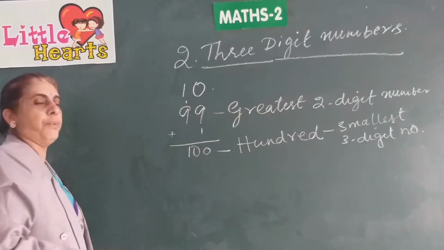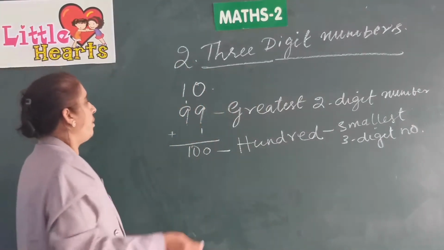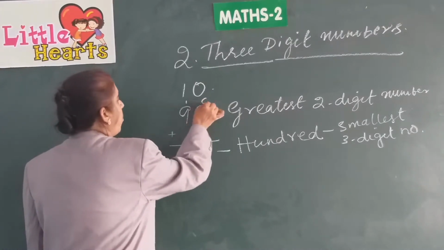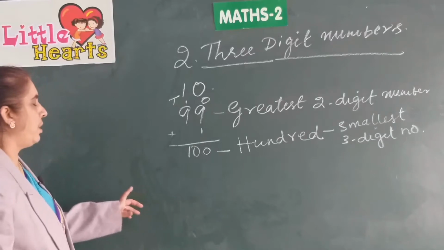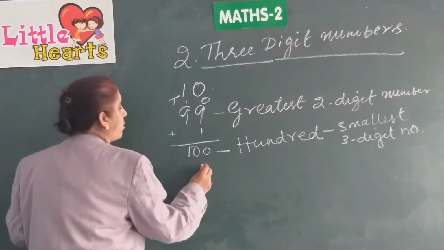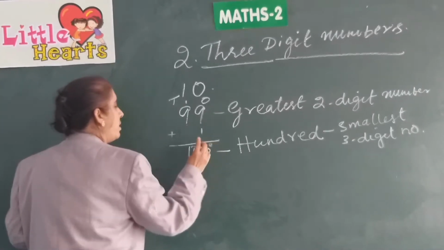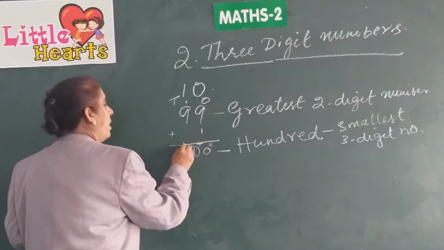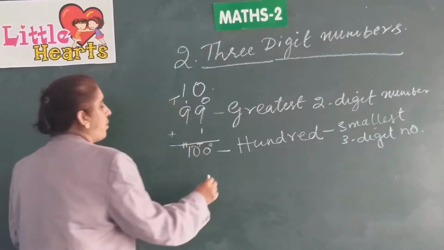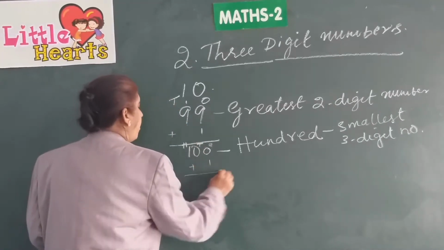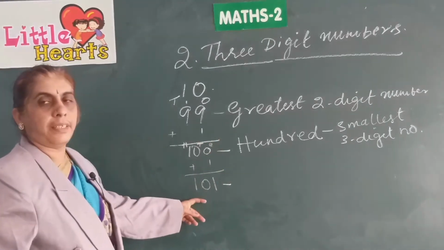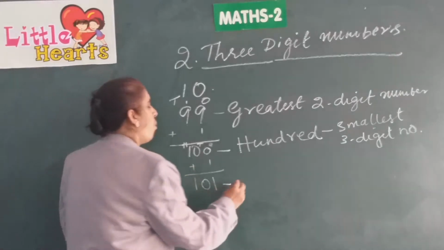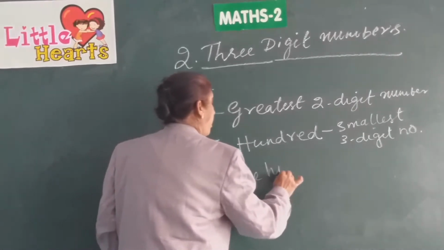Children, already you know the places in the 2-digit number. This is ones and this is tens. Coming to the 3-digit number, we now have the places ones, tens, hundreds. If you add 1 to it, you get 101, and we write it like this and we read it as 101.